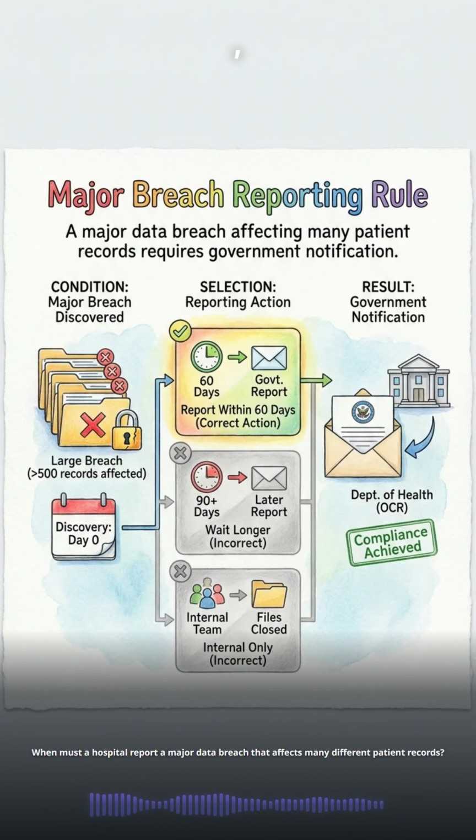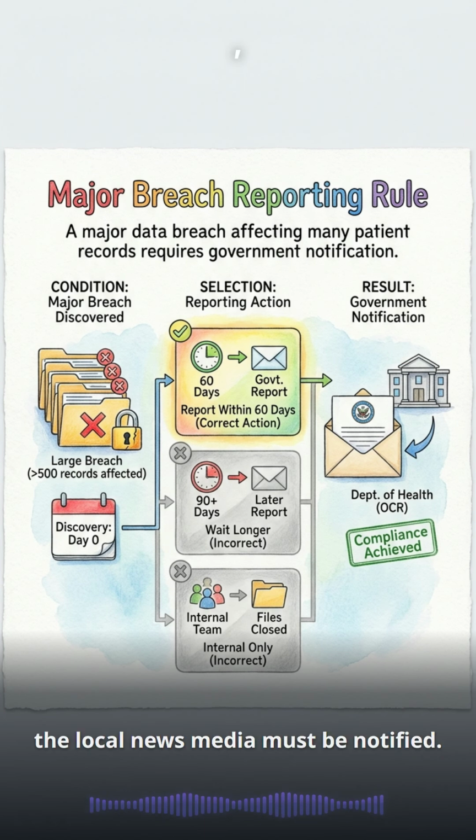32. When must a hospital report a major data breach that affects many different patient records? Hospitals must report any large breach to the government within 60 days of discovering the problem. If the breach affects more than 500 people, the local news media must be notified.